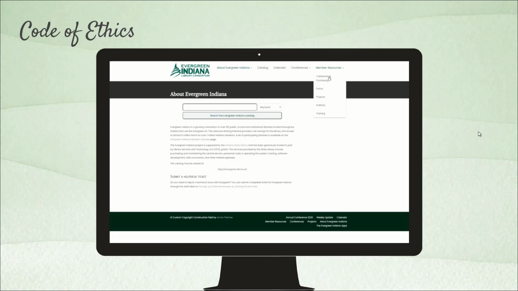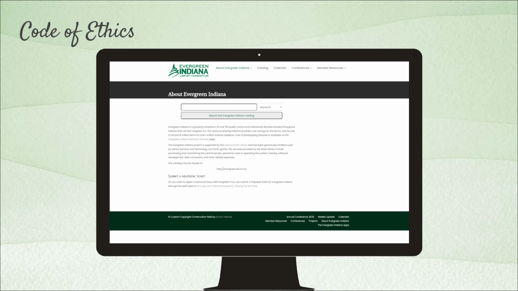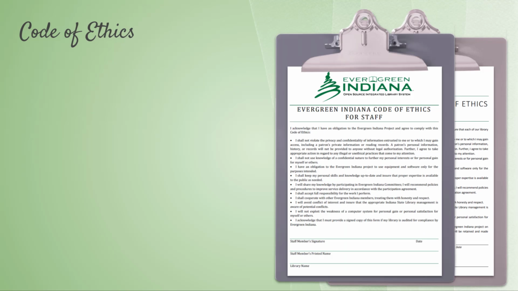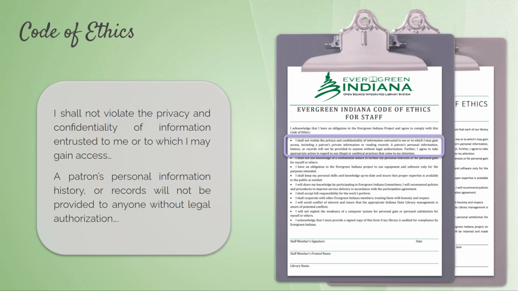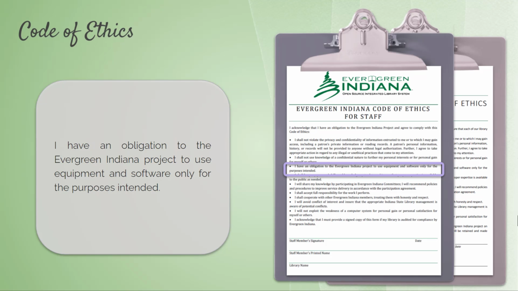You can access both versions of this form by clicking on Member Resources at the top of the Evergreen Indiana website and selecting Forms from the menu. Under the Administration heading, you will see links to both the Staff Code of Ethics form and the Director Code of Ethics form. The Code of Ethics, among other things, affirms many of the principles outlined in the Patron Record Confidentiality Policy. This form is an important part of training new staff, and reminding existing personnel how the independent libraries of the Evergreen Indiana Library Consortium are able to interact with one another and make consortial resource sharing possible.